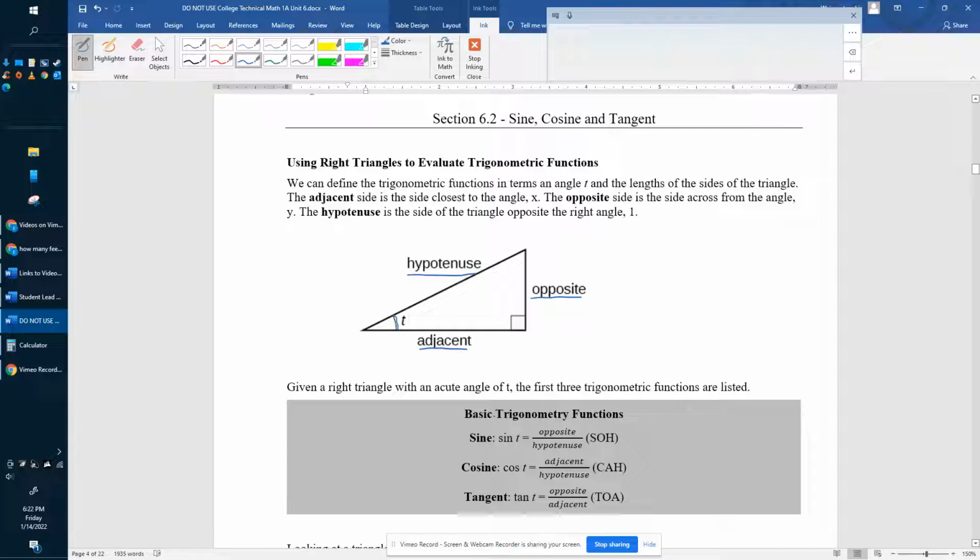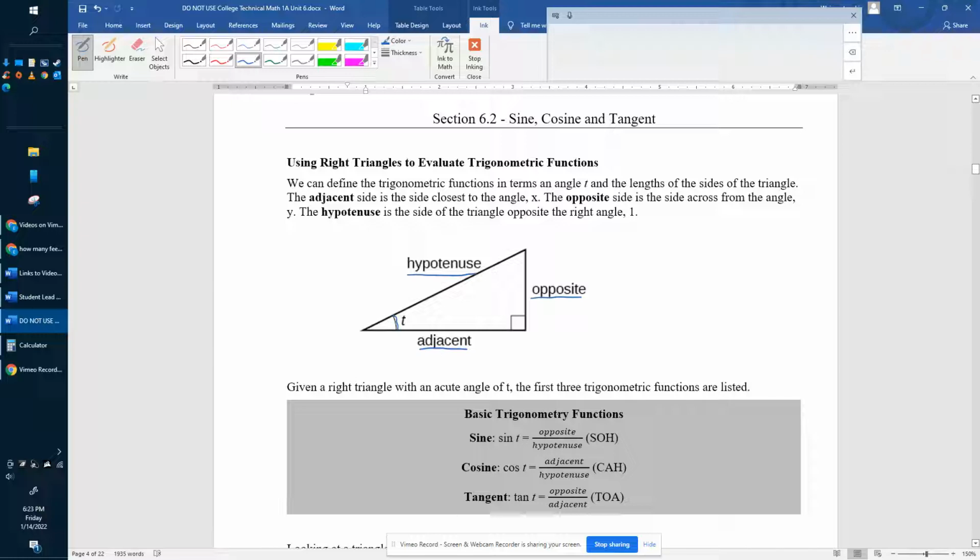Now let's use these terms to review our basic trigonometry functions. Sine of t is opposite over hypotenuse. Cosine is a ratio of the adjacent over the hypotenuse. Tangent is the ratio of opposite over adjacent.